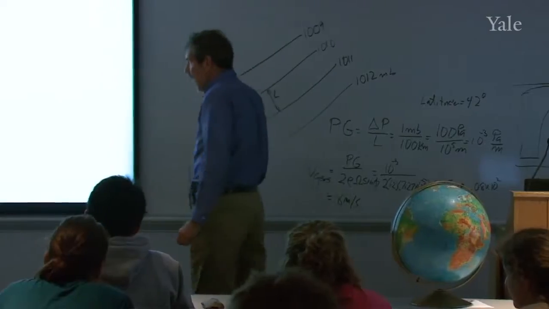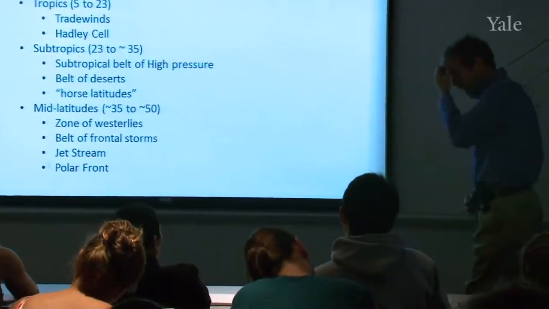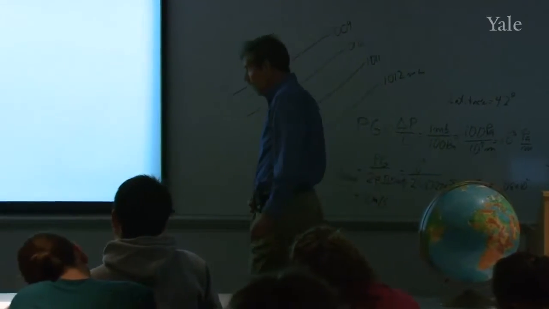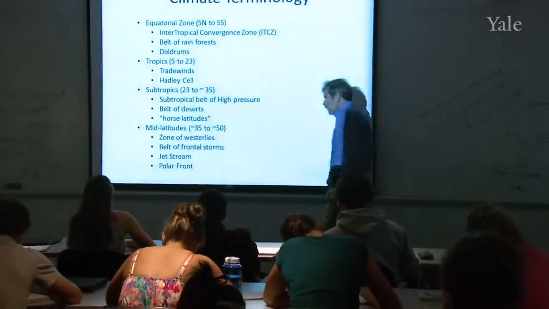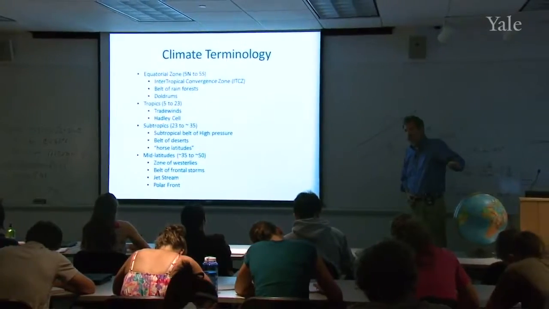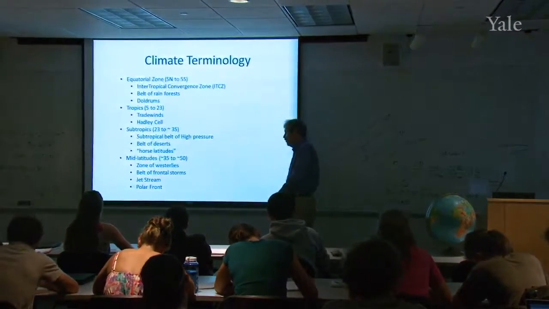Okay, then we get into mid-latitudes. That's where we live. New Haven's latitude is about 41 degrees north. So we're clearly in that. Generally, it's a zone of westerlies. It's the belt of frontal storms. Remember all those little comma clouds we saw zipping from west to east? That really characterizes this part of the world.